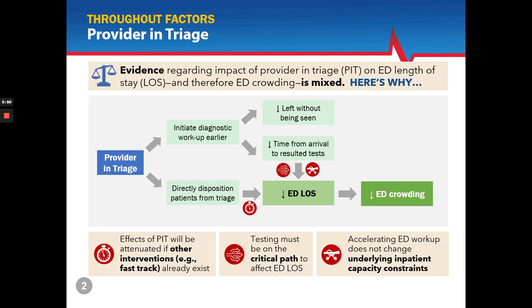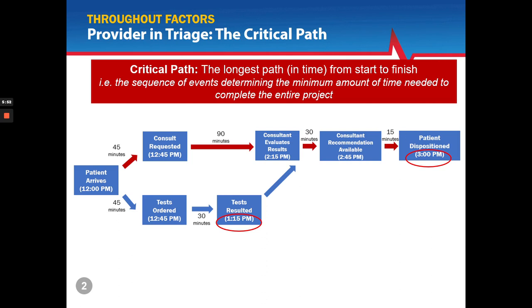Let's zoom in on that one and see what that means. So the critical path is a sequence of events determining the minimum amount of time needed to complete the entire project. And here our project is patient arrival in the ED until patient disposition. And the critical path is depicted in red. Let's say we place a provider in triage, and now we get the patient's tests ordered, say, 15 minutes after they arrive instead of 45 minutes after they arrive. So now the tests are going to be ordered at 12:15 instead of 12:45.